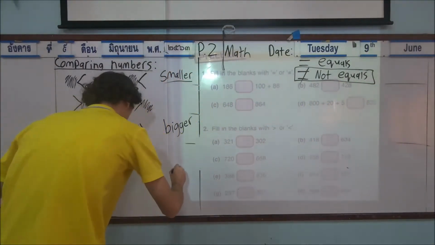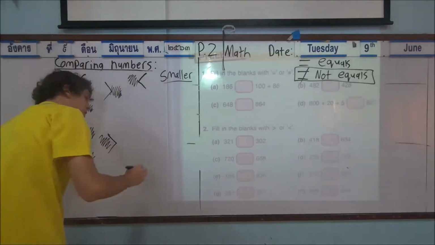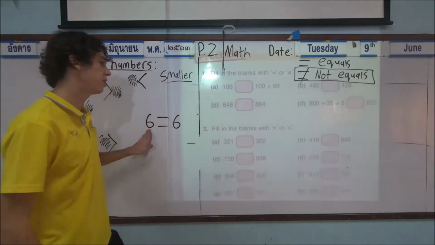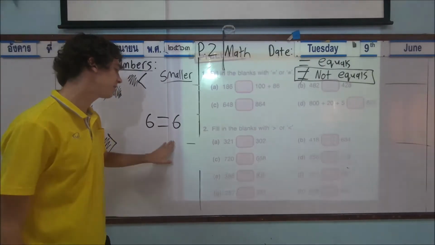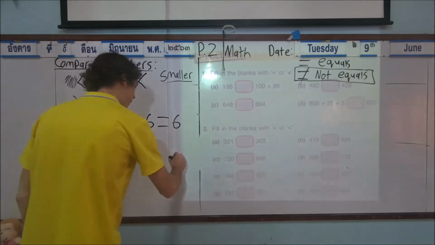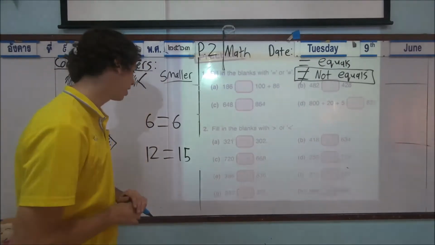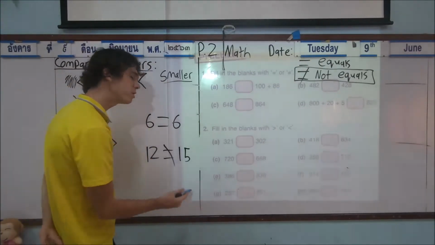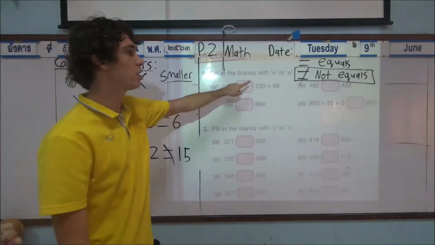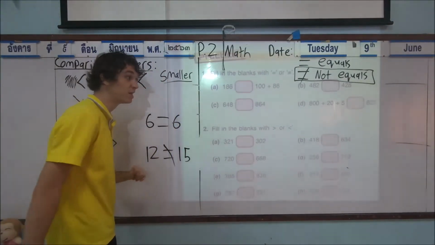We can say six equals 6. 6 is the same as 6. But if I have 12 and 15, those are not the same. So I say they are not the same. This is the same, equals. This is not the same, not equals.